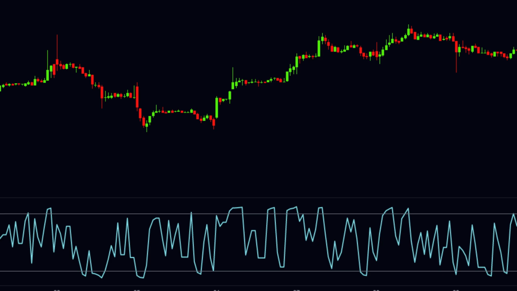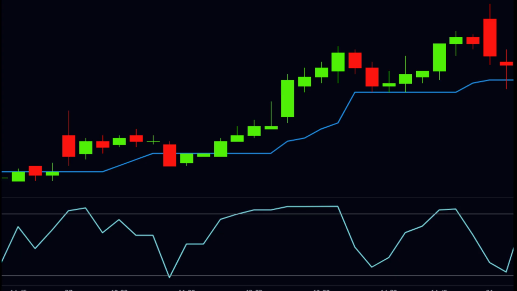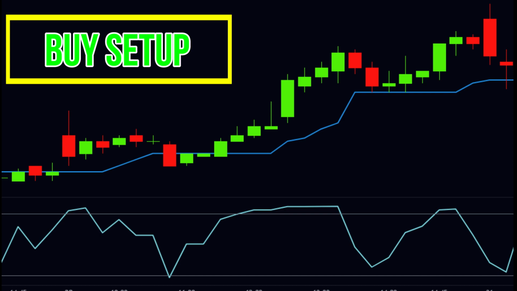There are some conditions for our strategy. For buy setup, half trend should be blue, and the RSI should be below the 10 level, and we will make our buy entry at the high of our trigger candle. Let us understand the buy setup with an example.